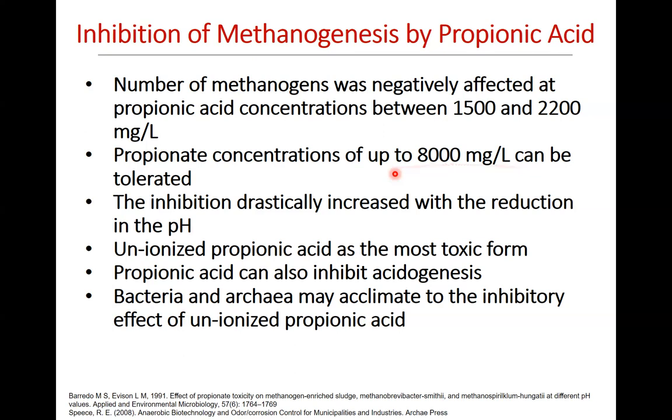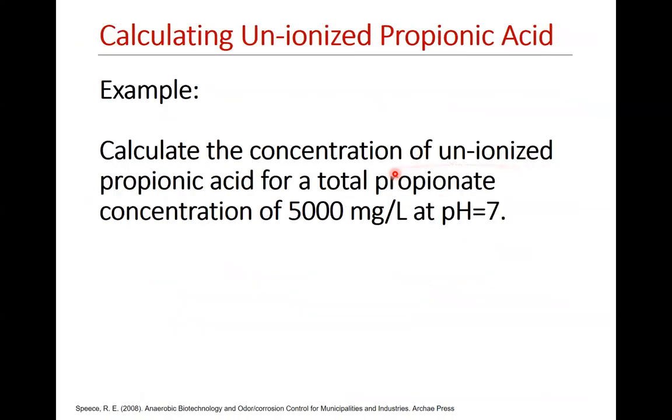Of course, propionic acid can also inhibit acidogenesis, but this is not really the topic for today. And with acclimation, bacteria and archaea may actually be able to withstand high concentrations, up to maybe 8000 milligram per liter, as I mentioned earlier. Okay. Besides that, I'm also going to introduce you to how to calculate the unionized propionic acid.